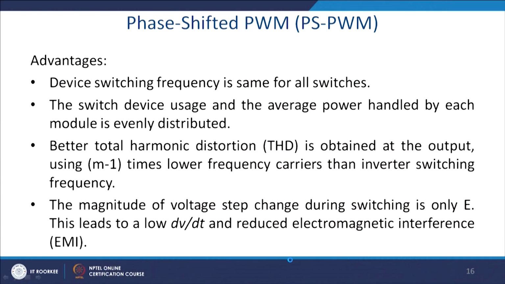Better total harmonic distortion, as we have seen in the previous slides, is obtained at the output using a carrier frequency that is (M minus 1) times lower than the inverter switching frequency. So, it will effectively use more switching frequency, you can say. The magnitude of the voltage changes in steps of only E during the switching, and that leads to less dv/dt, and that also reduces the EMI EMC problem.